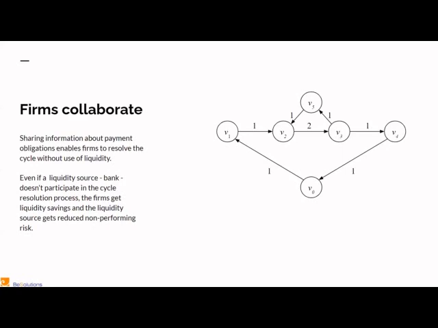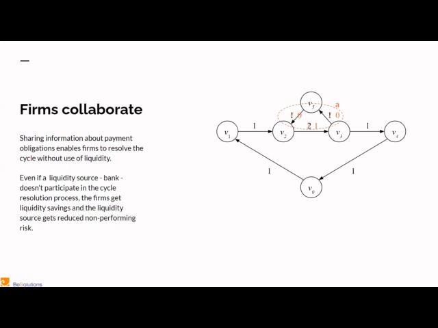So what is then the solution? The solution is that firms simply start to collaborate. What you have to do is share the information. This is the important thing. Everyone has to share the information about their obligations. Once this is done, we can identify the cycles, the cyclic patterns in the obligation network. When you identify a cyclic pattern, you can do a multilateral set-off.